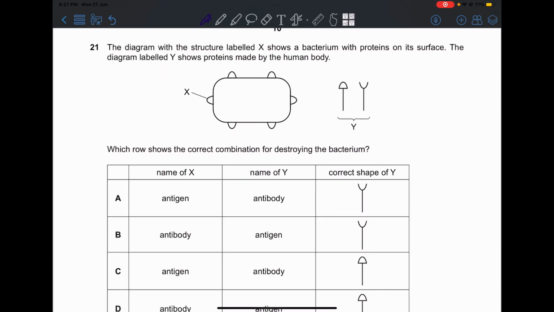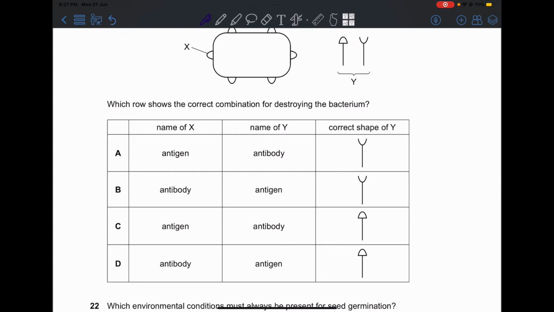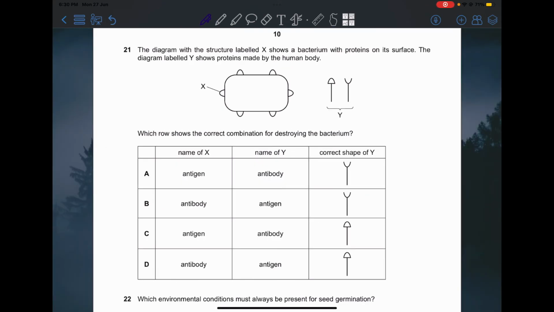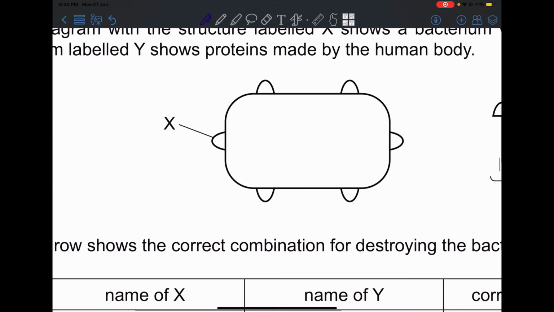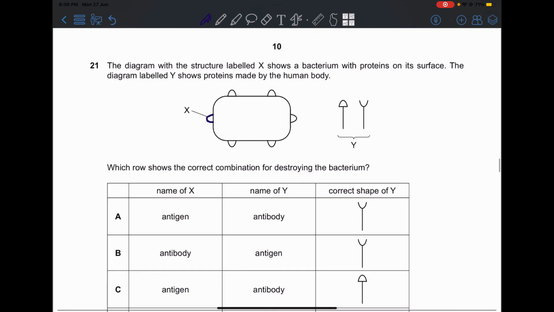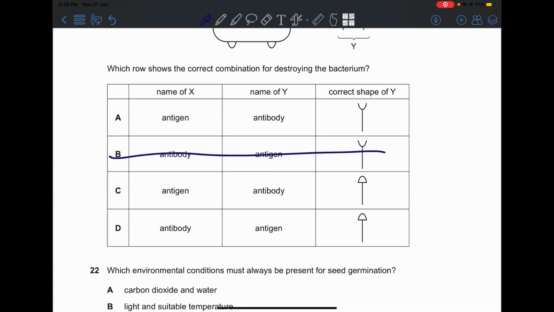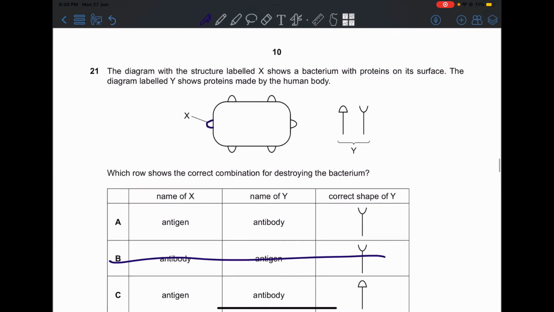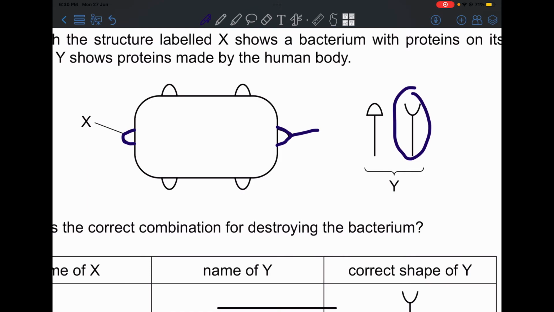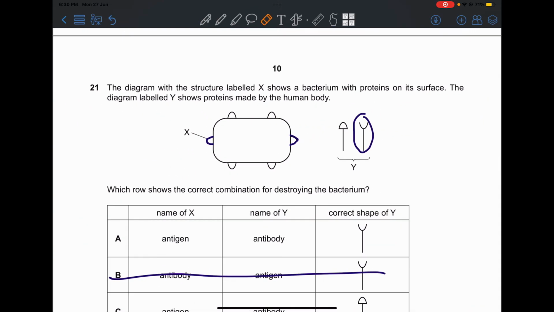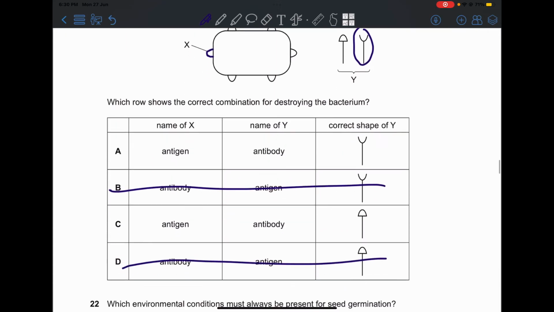21. The diagram with the structure labeled X shows a bacterium with proteins on its surface. The diagram labeled Y shows proteins made by the human body. Which row shows the correct combination for destroying the bacterium? Now over here we know that X is actually the antigen because it's the part of the cell pointing out. So we're going to be choosing between A and C over here. So Y is actually going to be this shape, so it can properly fit onto the antigen like this, so it can properly destroy the bacteria. So our answer is going to be A.